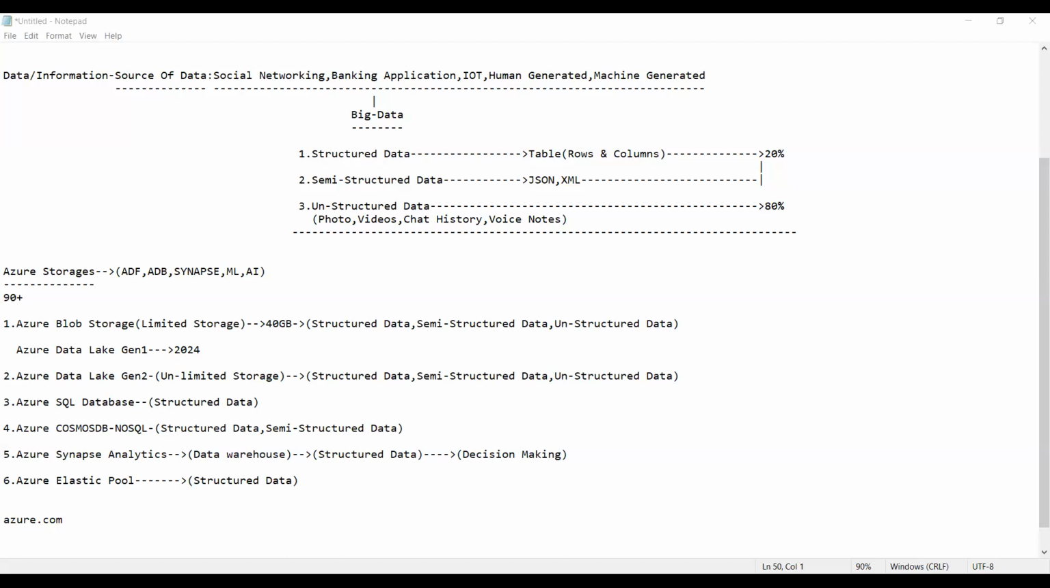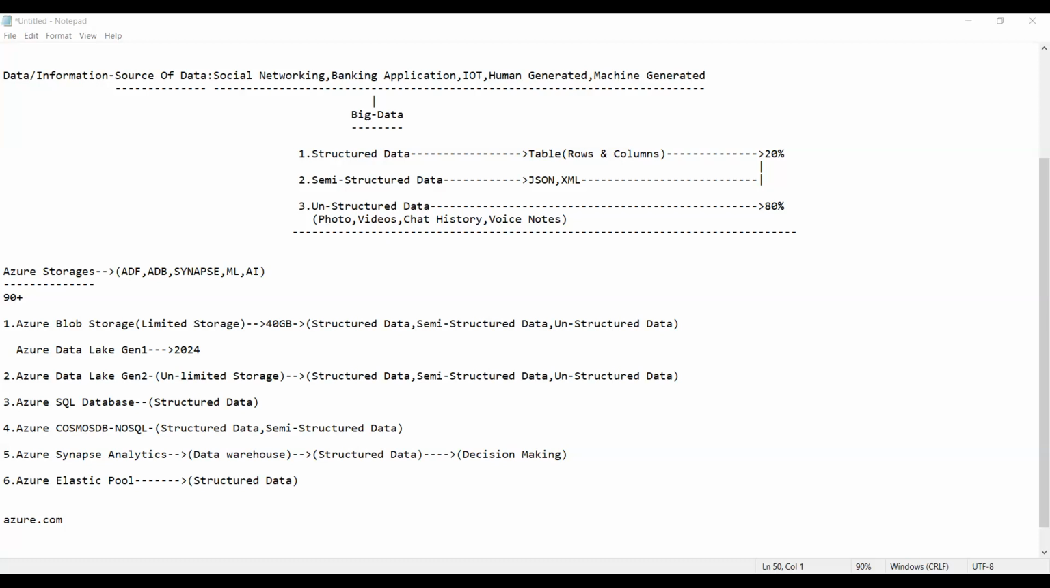So just type it here, azure.com. I have a question. Is Elastic Pool a separate database like AWS Redshift, or is it only for RDBMS? Yeah, it's only for RDBMS. Meaning databases like Oracle, SQL Server? Yes, all various types of databases.